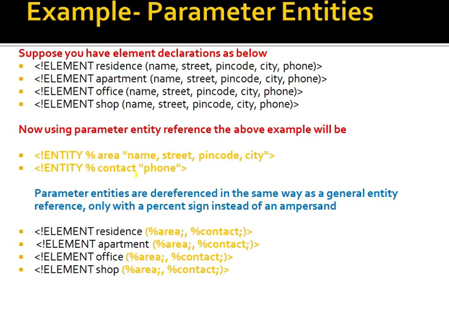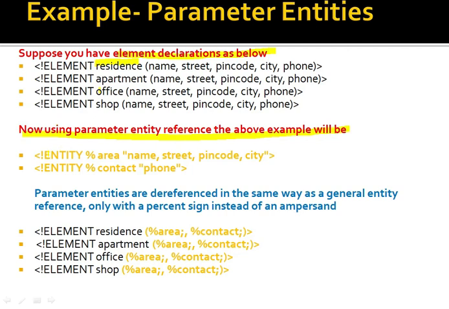Look at the example here. Suppose you have element declarations as given below. I have element residence with children elements name, street, pin code, city, and phone. And I have apartment with similar children elements: name, street, pin code, city, and phone. Then office, then shop. Now, using parameter entity references, the above example will be written like this.